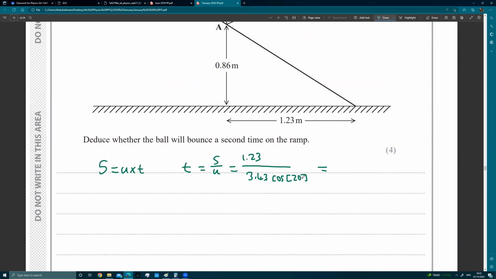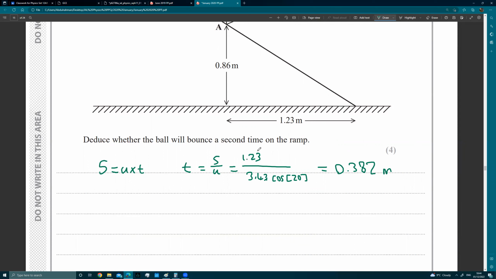I got 0.38 seconds. Give me one more. 0.381, yeah, 0.382. Okay, 0.382. There's always a risk of you losing a mark if you use a rounded answer of 2 significant figures. So just make sure you don't use rounded answers until the end. So 0.382 seconds. Good.